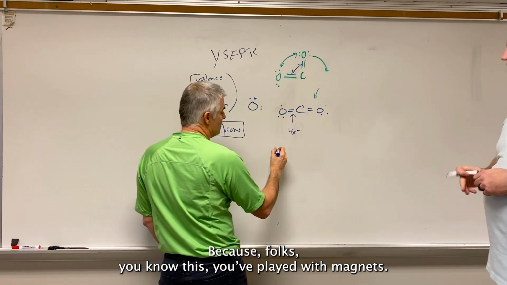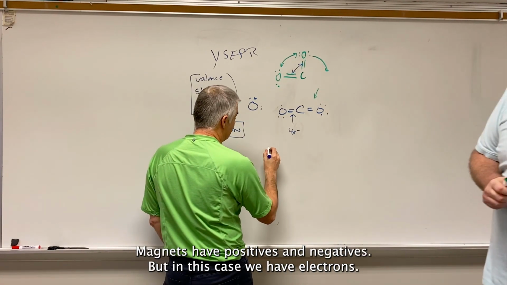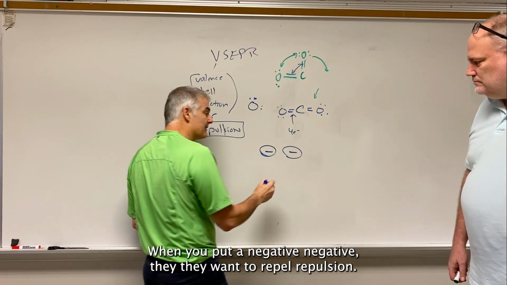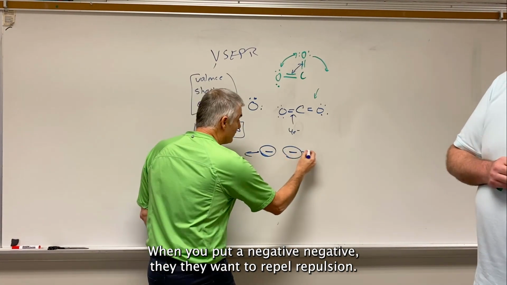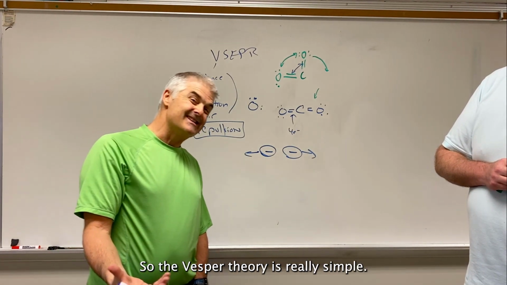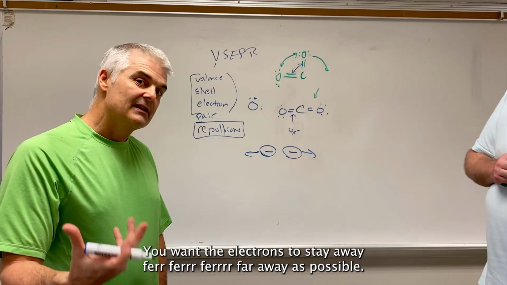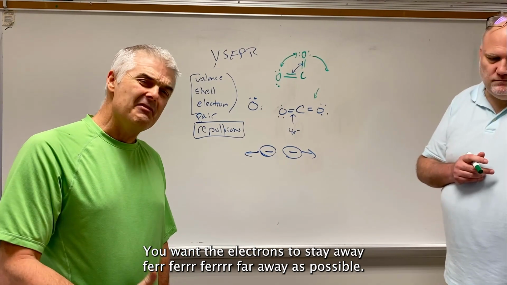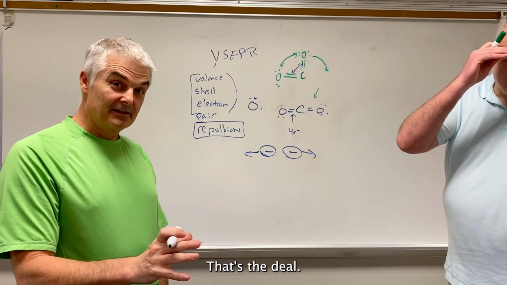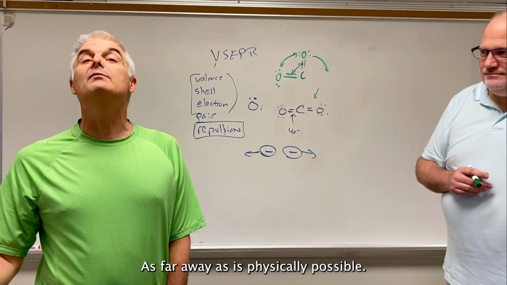Because, folks, you know this. You play with magnets. Magnets have positives and negatives, but in this case we have electrons. They have a negative charge. When you put negatives together, they repel. They want to stay as far away from each other as possible. So the VSEPR theory is really simple. You want the electrons to stay as far away as possible. That's the deal. As far away as is physically possible.